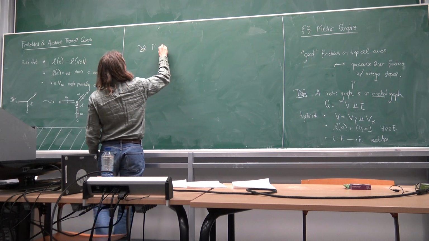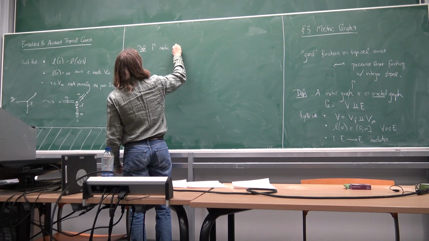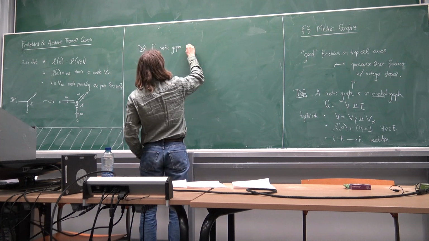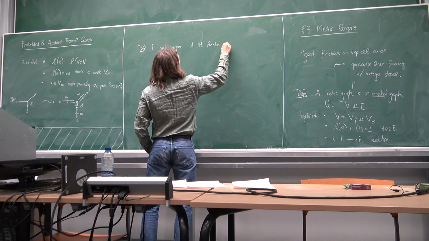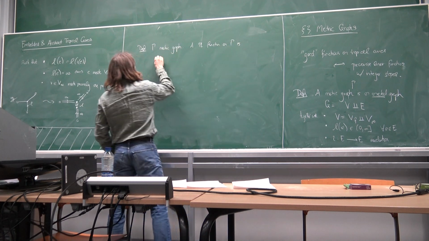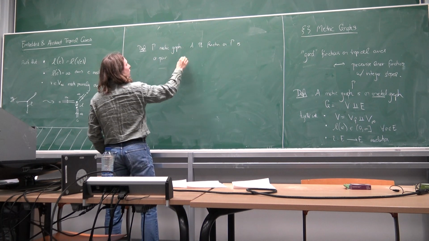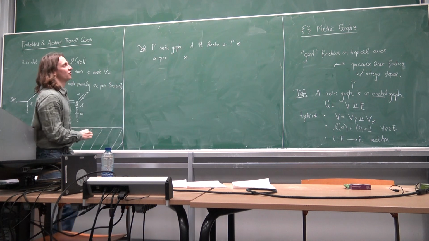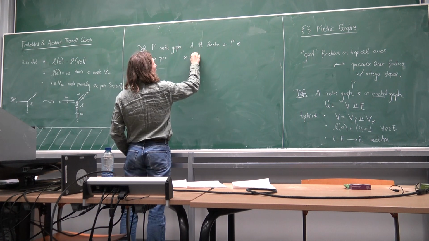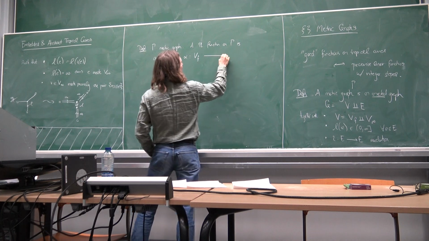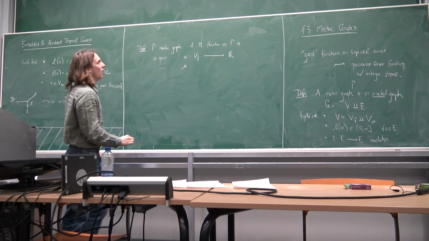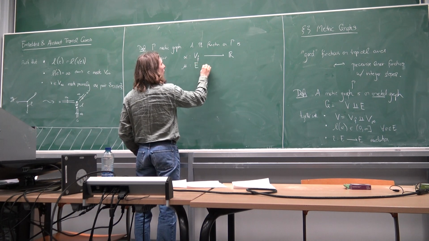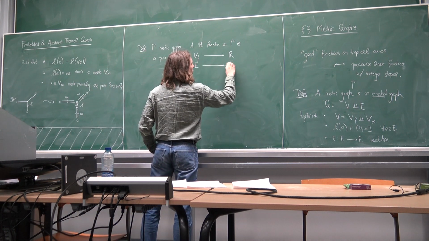So if gamma is a metric graph, a piecewise linear function on gamma is a pair of functions. So what do I need? I need a function specifying its value on finite vertices, and I need a function specifying the slope on each oriented edge.